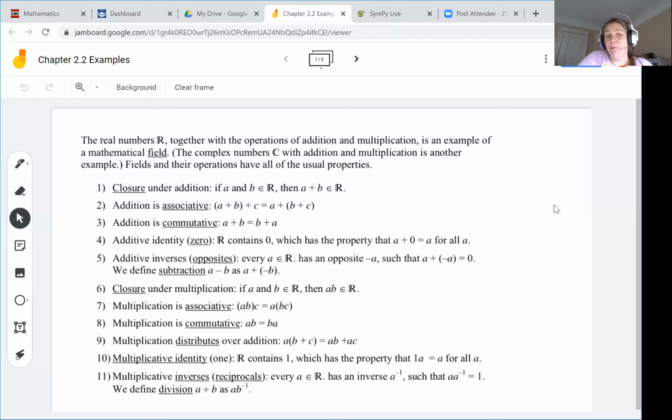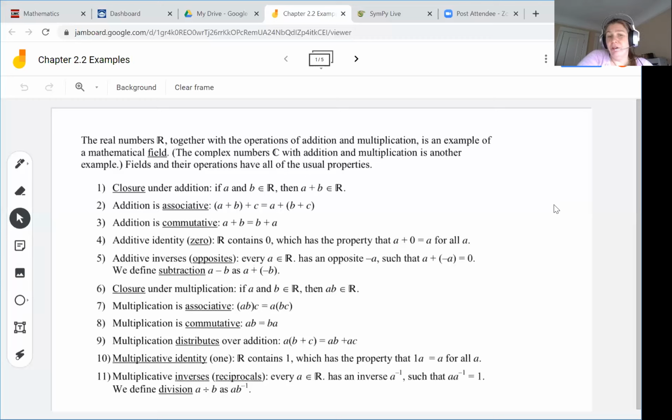Additive inverses, what we think of as opposites, also exist. So for every number A in R, it has an opposite, negative A, such that A plus negative A gives us 0. So we call this the opposite sign or the additive inverse. And we actually define subtraction as A plus the additive inverse of B. So you could think about subtraction that way.